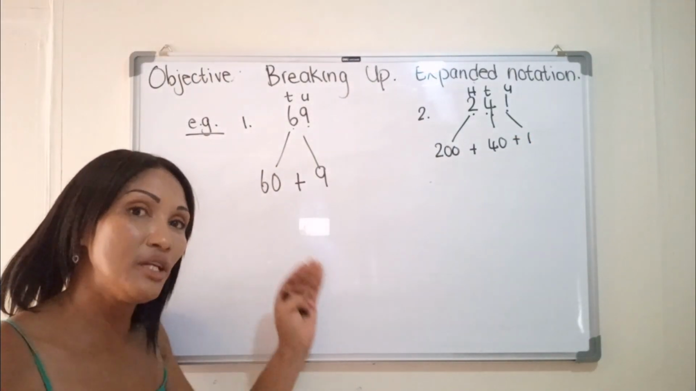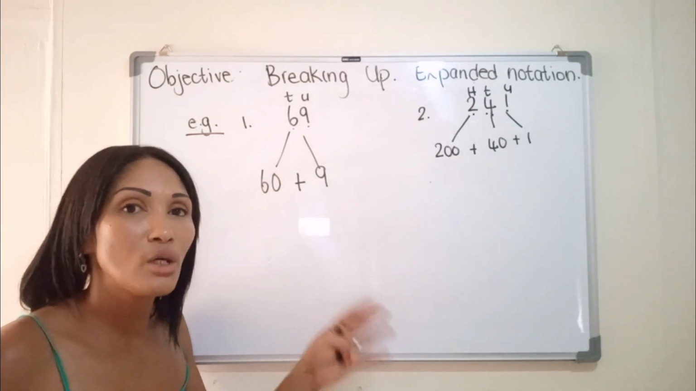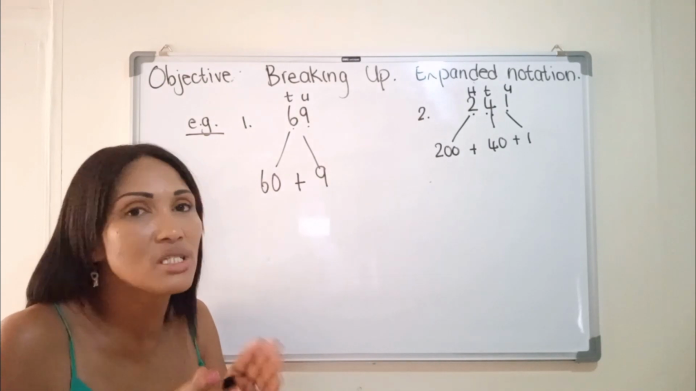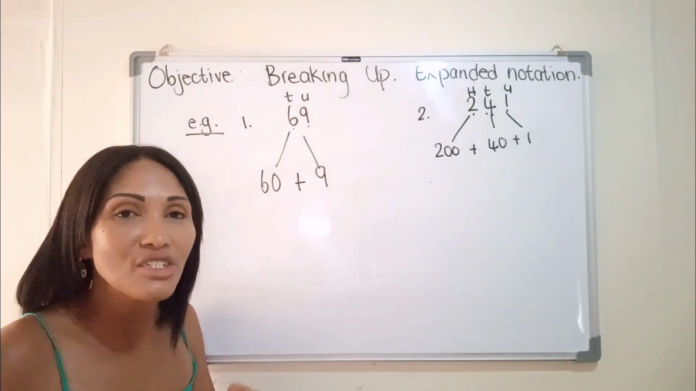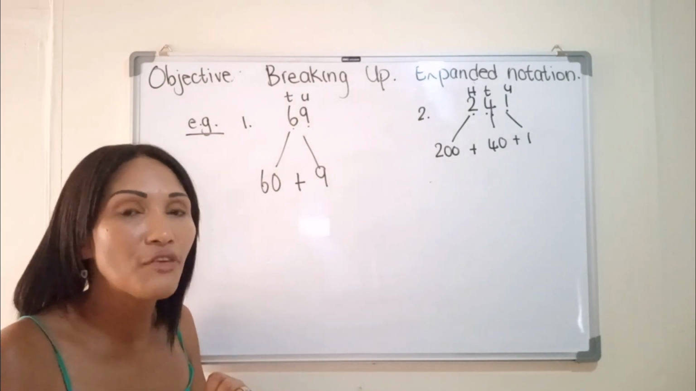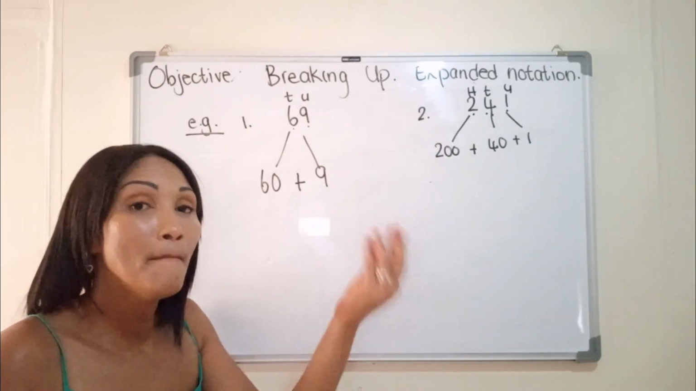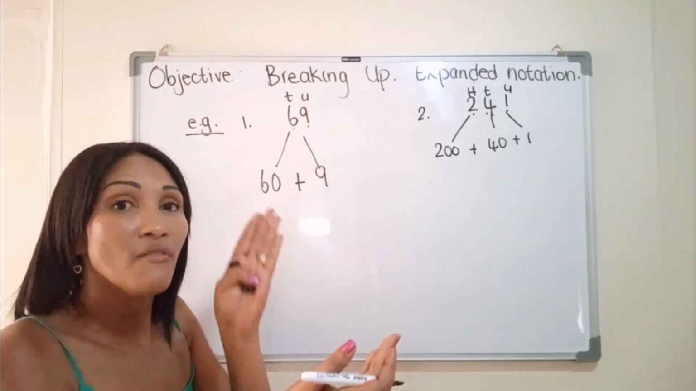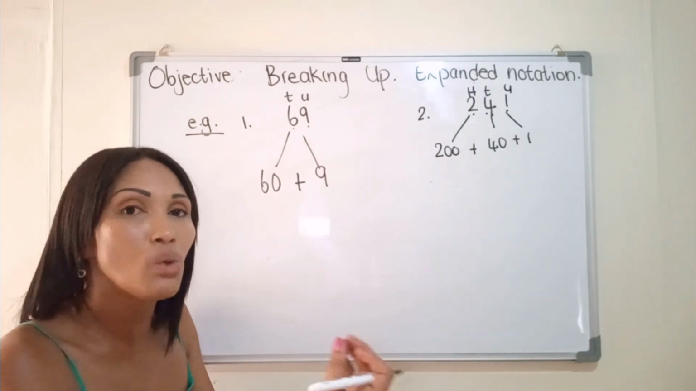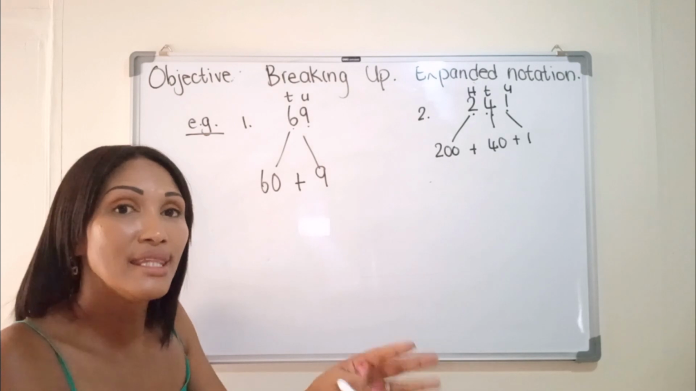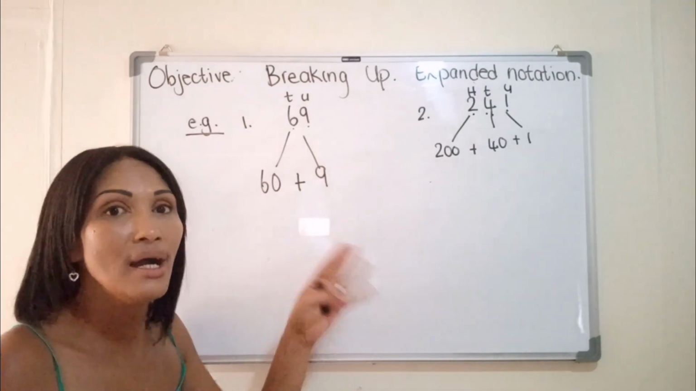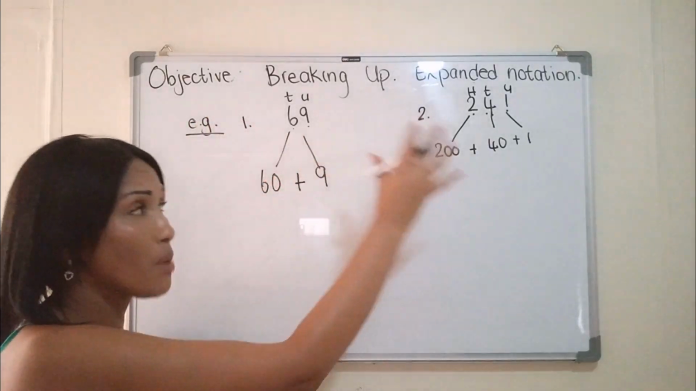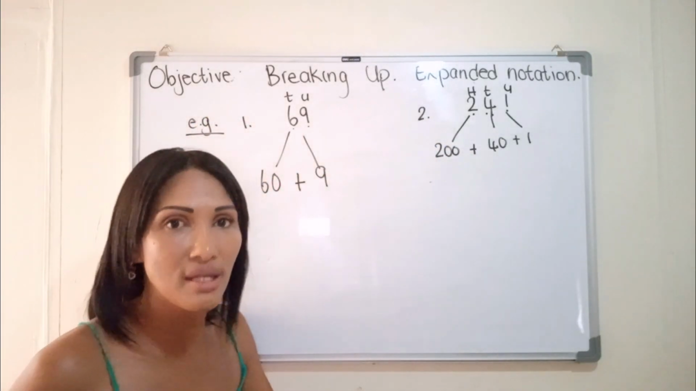So just like I did in the previous lesson where I told you number value, remember number value is almost similar to breaking up. It's just actual value. So the difference between place value and number value is place value means we order the number in the correct place. Number value is just to find the actual value of the number. Then we have breaking up, what we do here, to take them apart. So breaking up and expanded notation is just breaking up the numbers.